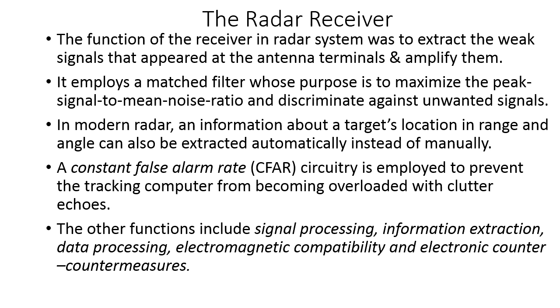In the older version of the radar, we needed to calculate the range and angle error by performing manual operation. Now in the modern radar, we calculate the range as well as the angle error in the form of automation instead of manual. And here we are using a constant false alarm rate circuit, which avoids overloading with the clutter echoes. This is the circuit that eliminates the overload of the clutter echoes.